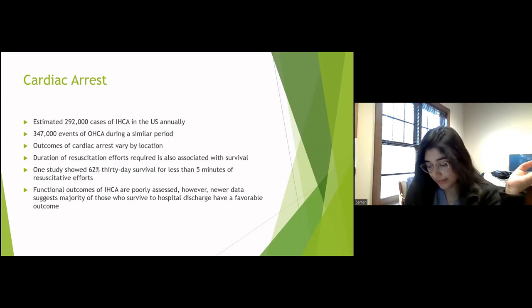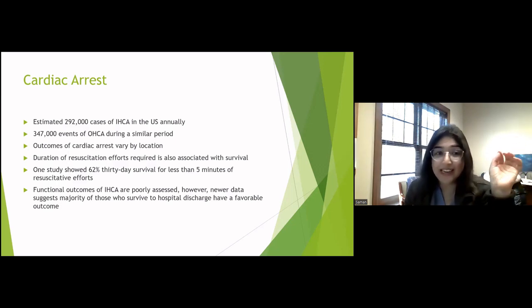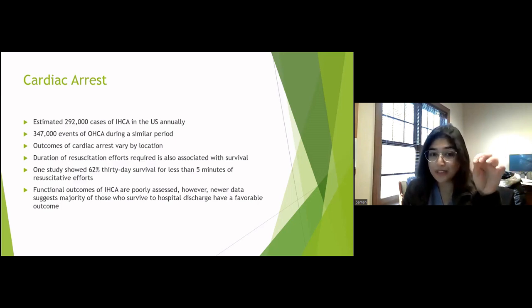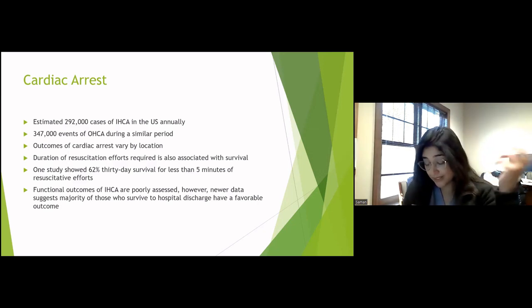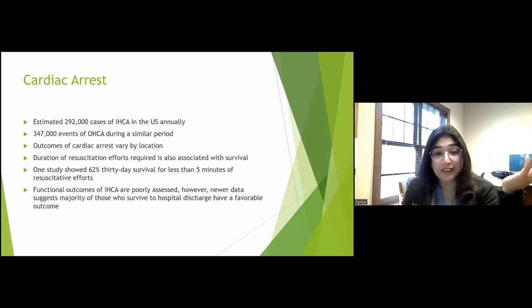The other thing that they've also noted is that the duration of the resuscitative effort is associated with survival. So in this case, the shorter the effort, the more chances of survival. I think the stat is about 62% 30-day survival if the CPR effort was less than 5 minutes, versus 8.1% if it was greater than 20 minutes.